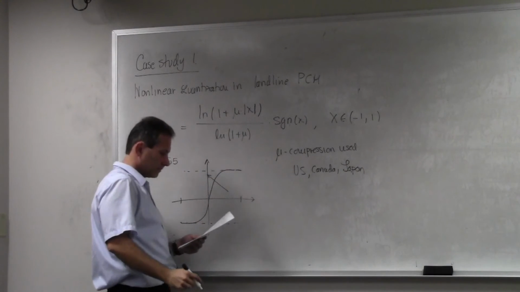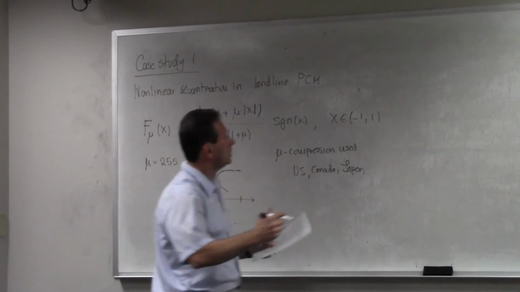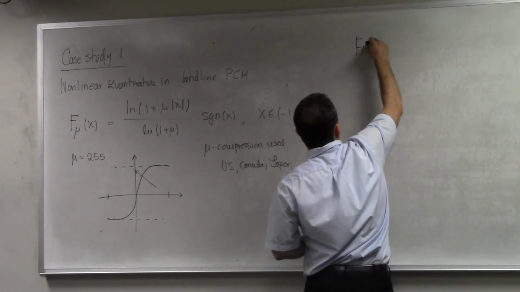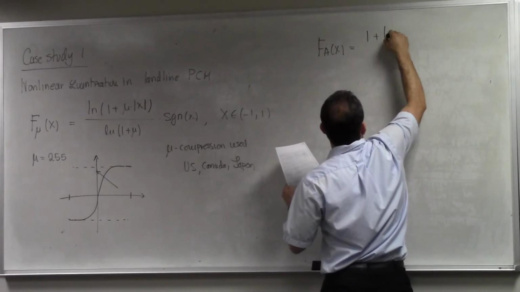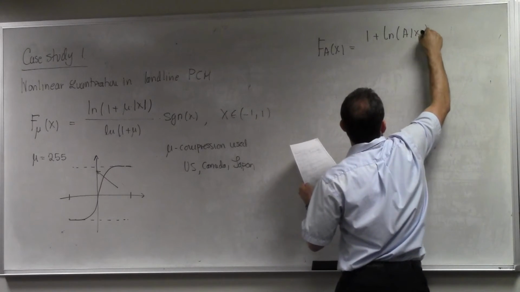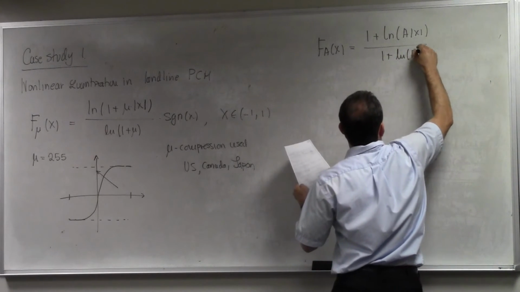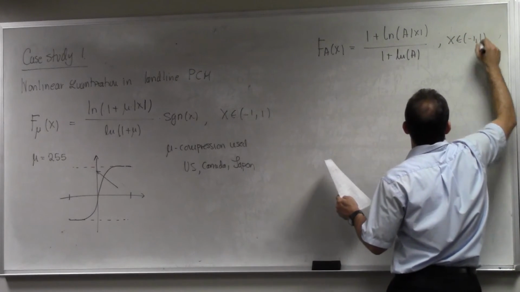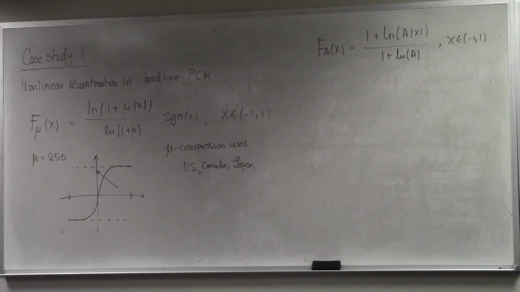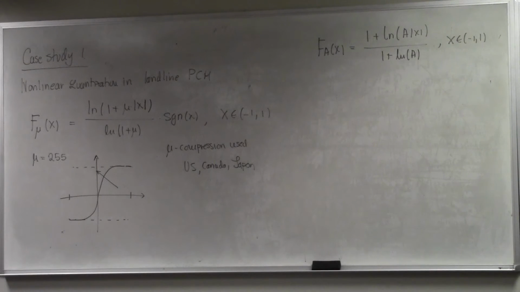There's an alternative compression method called A compression, which is very similar. I have it here also. Fa of x is equal to 1 plus ln A times magnitude of x, divided by 1 plus ln of A, and it's also true for x between -1 and 1. I forget the actual value of A, but if you plot these two, they're almost identical. So I don't know what the reason was for inventing yet another compression.